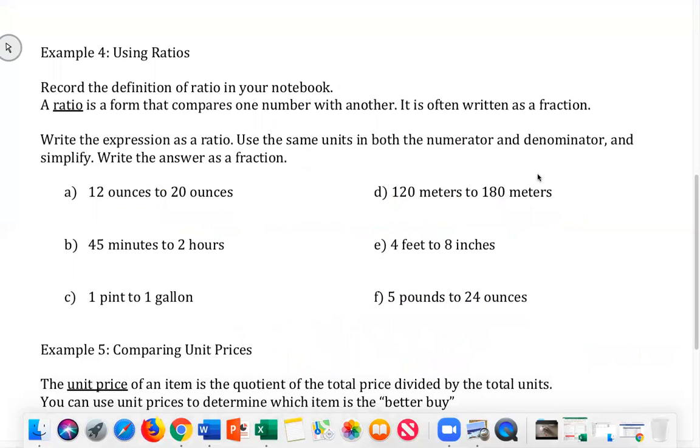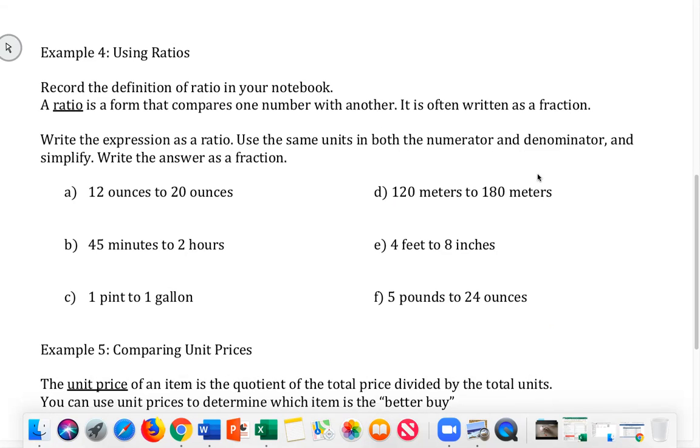Using ratios. Ratios are used to compare two things, generally of the same units, like meters to meters, minutes to minutes, time to time. We can also use ratios like boys to girls, or teachers to students. It's all about people. Rates are more like miles per hour, things that are not of the same units. So when I'm dealing with ratios, typically I just want to write it as a simplified fraction.